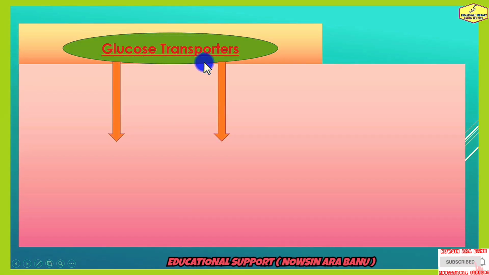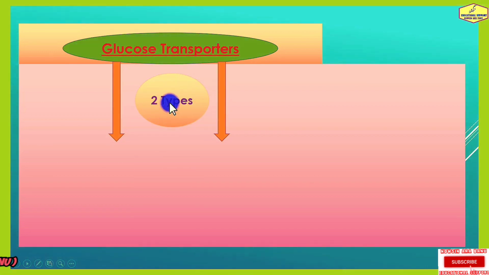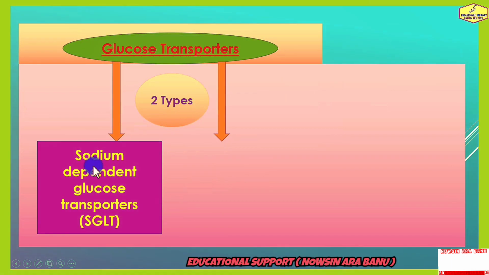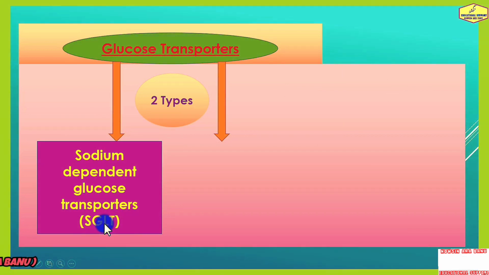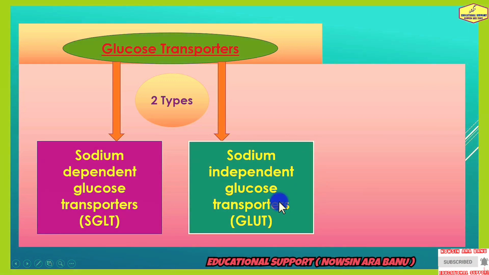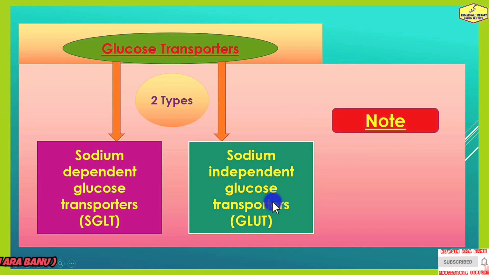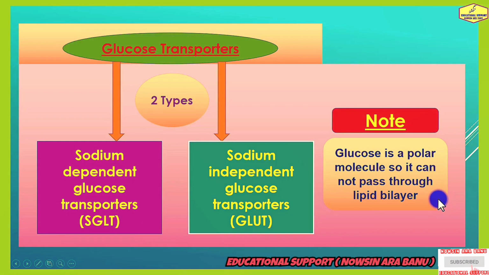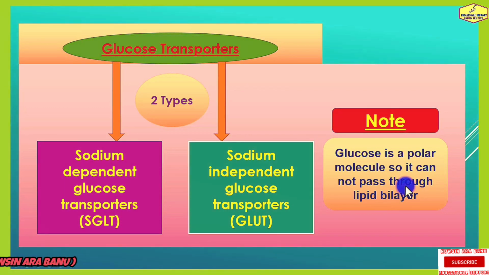Now we are going to focus on glucose transporters. There are two types of glucose transporters for the transport of glucose. Number one is the sodium dependent glucose transporter, also called SGLT, and number two is the sodium independent glucose transporter, also called GLUT. An important note is that glucose is a polar molecule, so it cannot pass through the lipid bilayer.